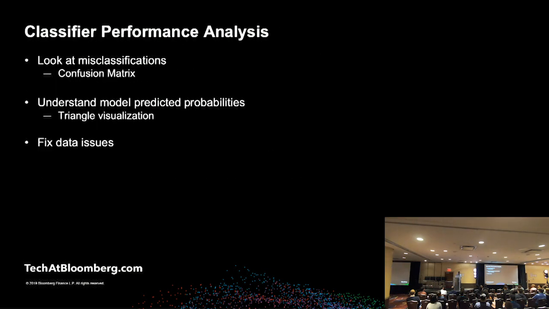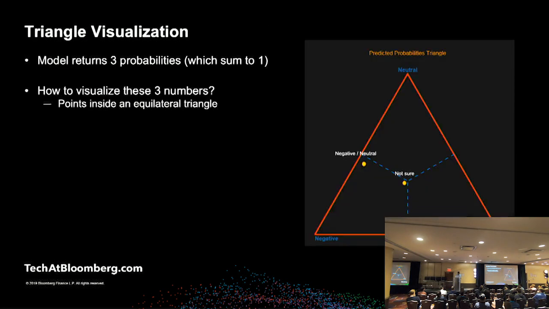Now we want to evaluate the performance. So obviously the first step is to look at misclassifications. We look at a nice metric called confusion matrix, and we also want to understand the model predicted probabilities. So I'll be showing you a nice visualization called triangle. And finally, recall that these labels are manually generated by human readers, so they can make some mistakes, and we'll see how the dashboard can help us fix some of these data issues.